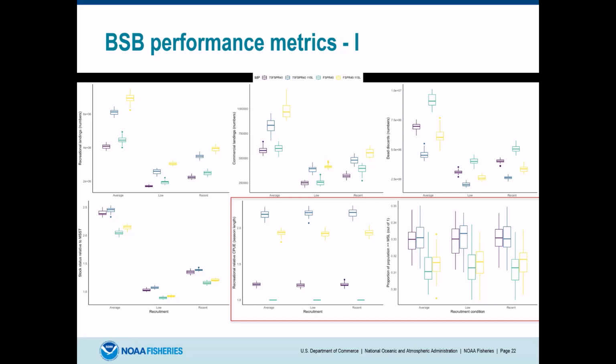What I thought was really interesting about the proportion of the population that was larger than that minimum size length is that across all the recruitment conditions, we saw that the MPs that lowered F to 75% of F40, regardless of the size limit, resulted in a larger proportion of legal sized fish, suggesting that lowering the amount of effort, or F, is what's going to result in more larger fish available rather than just implementing a different size limit.